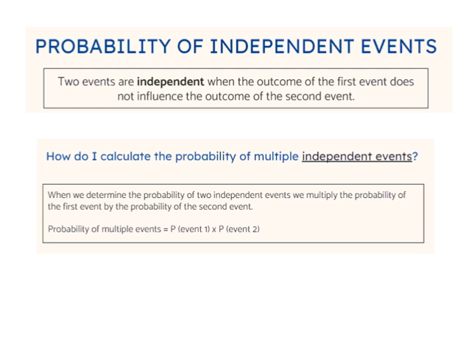So if we go back to this formula here, how do you calculate the probability of independent events? Well, you just take the probability of the first event, you multiply it by the probability of the second event, or the third event, fourth event, etc., if there are more events. So that's for events that are independent.